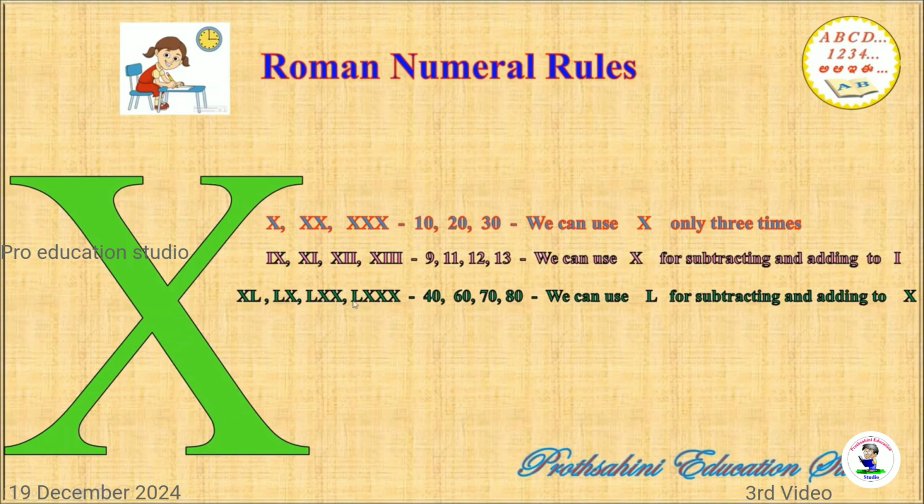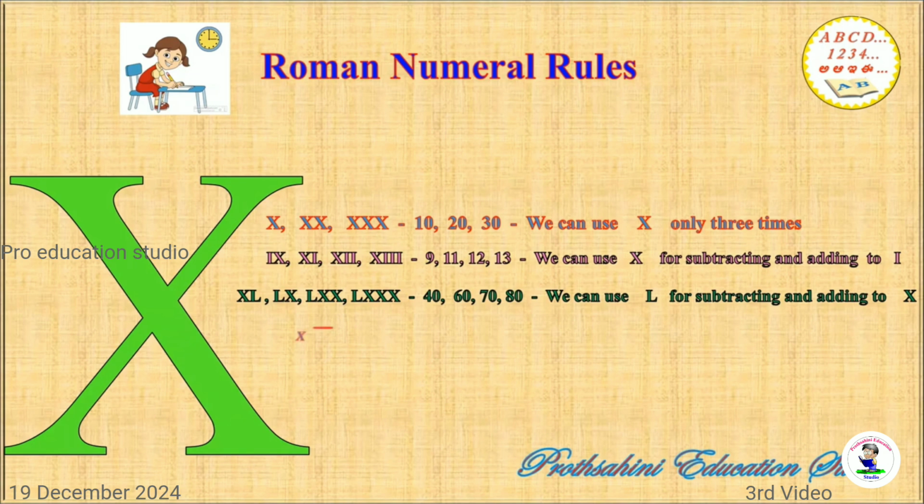Now we have a doubt. 60 means we can write LX, we have to add. Now for 40, how will we do it? First we have to write X, then we have to subtract the X from the L. L minus 10 is equal to 40. Like that we get 40.